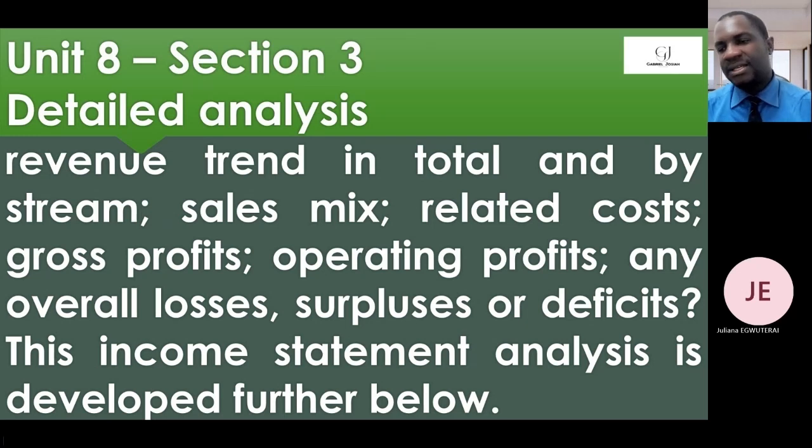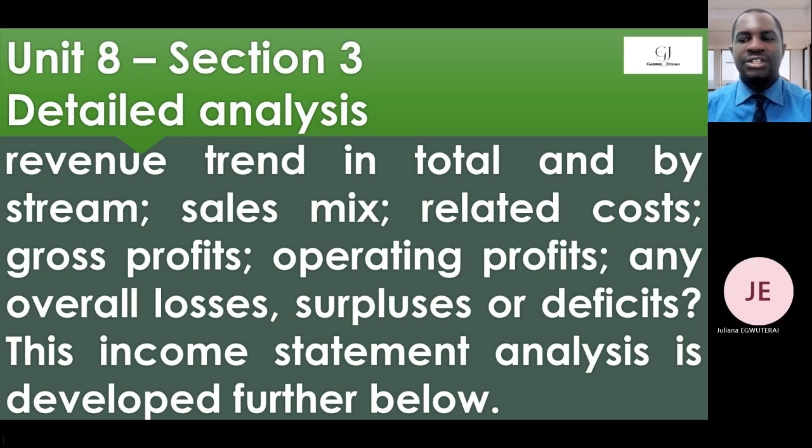And what is the sales mix? What are the products they sell, and what is the mix, the combination of goods or services? Related costs. What is the cost of sales? Looking at the purchases, the manufacturing, closing inventory. What are the related costs in that first line cost component? After that, what is the gross profit? Is it going up? Is it coming down? After deducting admin and distribution, what are the operating profits? So these are detailed reviews you're now performing.